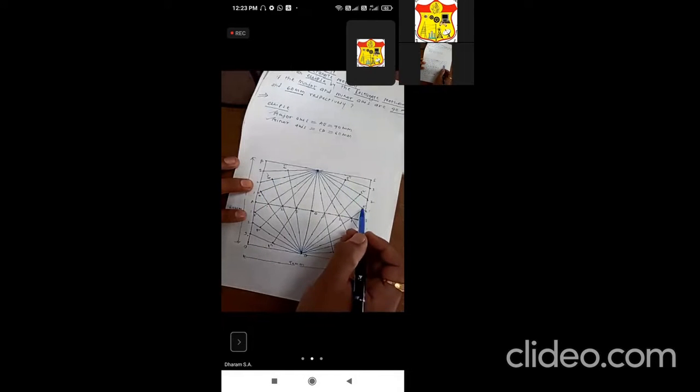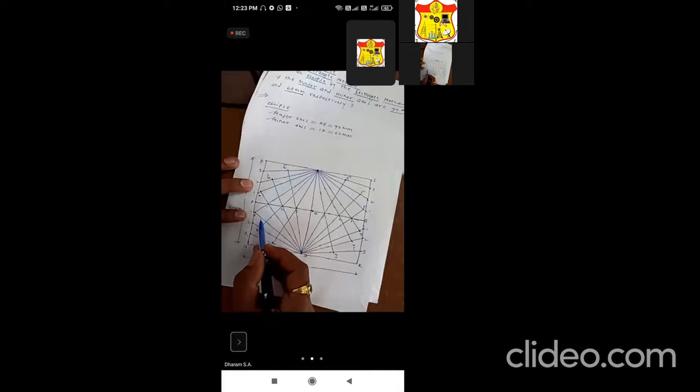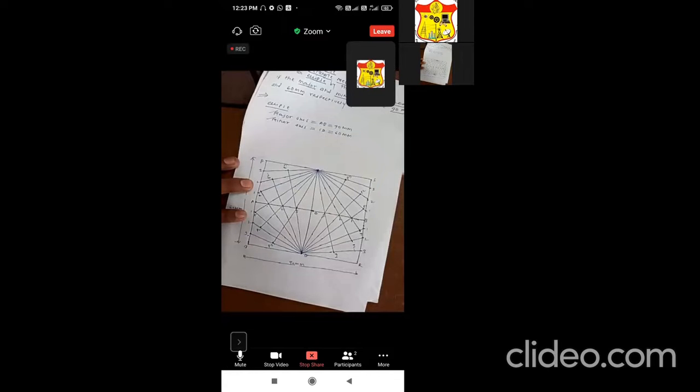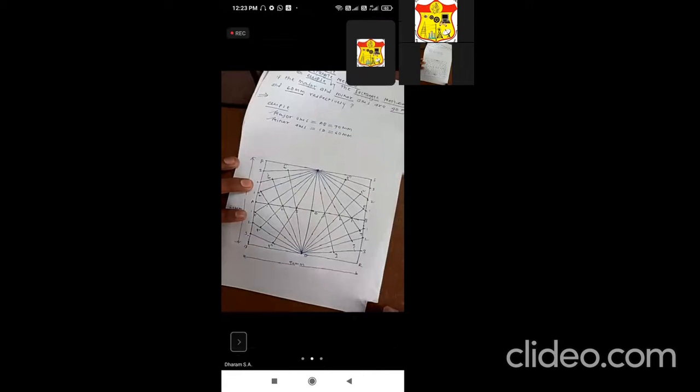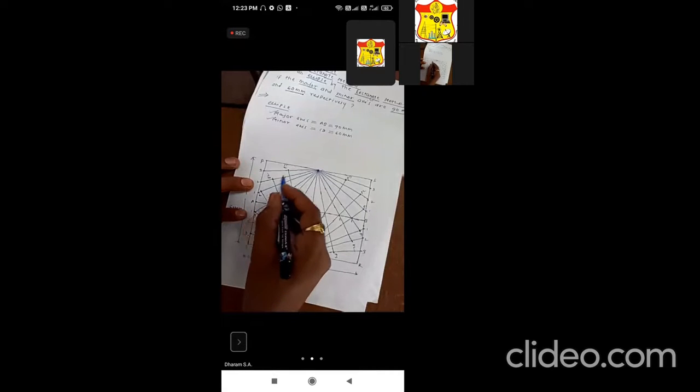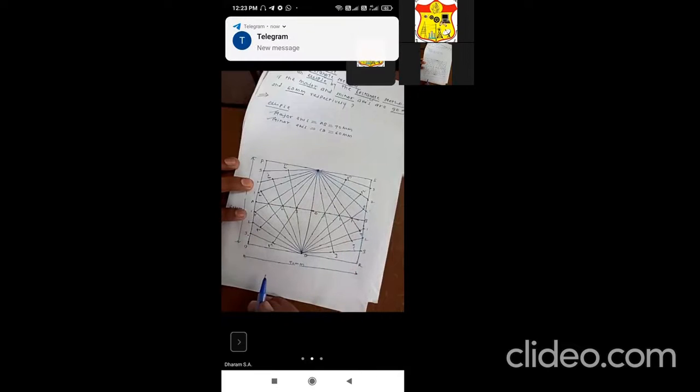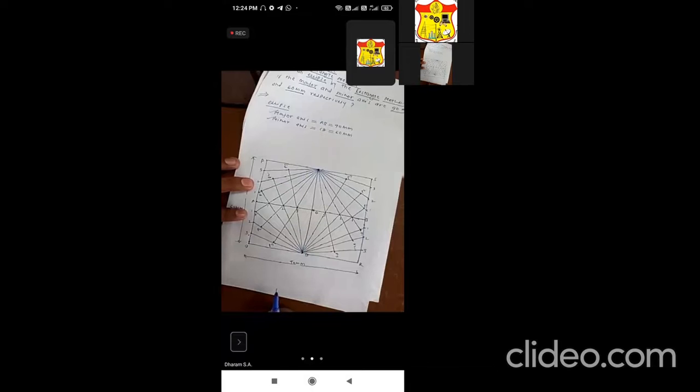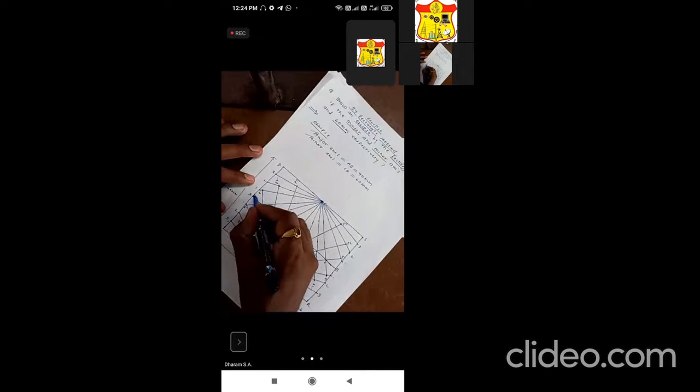Okay, pass a smooth curve through all these points with the help of a French curve. There is one instrument in engineering from which we can pass the curve. That curve is nothing but the ellipse by the rectangle method. We will pass a curve smoothly through all these points with the help of a French curve. Here I will draw by freehand, but you have to use the French curve. So let me pass the curve.